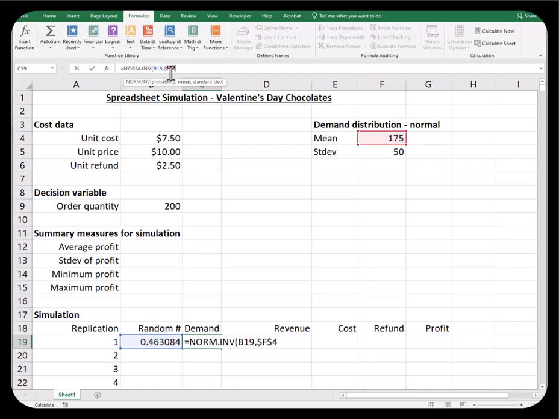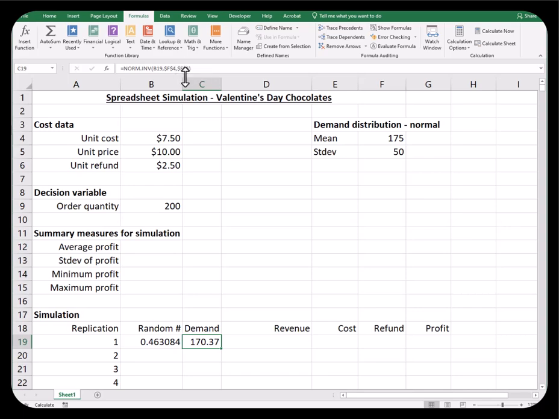And we'll use dollar signs to have an absolute reference so that when we copy the formula down, we'll keep the same mean. And then the standard deviation is in cell F5. And again, we'll make that an absolute reference. So we want the random number to change for each replication, but we want to keep the same mean and standard deviation. Now when I do that, you'll see I get a number 170.37. This is because we have decimals here because this is a normal distribution, which is a continuous distribution.